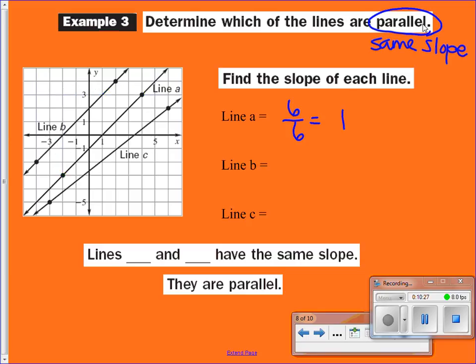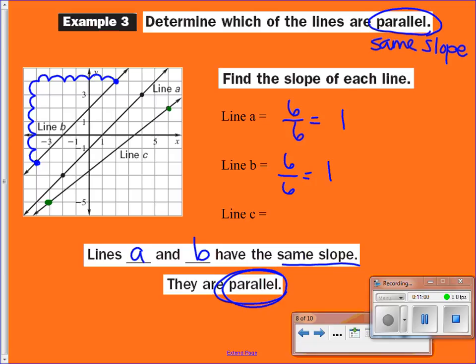Now, let's find the slope of B. From this point to this point, up 1, 2, 3, 4, 5, 6. A rise of 6. 1, 2, 3, 4, 5, 6. A run of 6. Look, those have the exact same slope. So line A and line B have the same slope. Therefore, they are parallel.